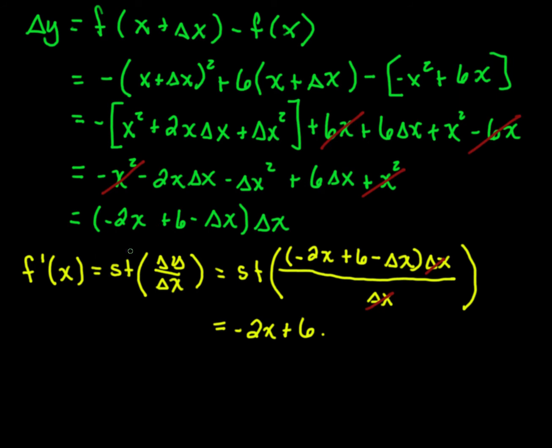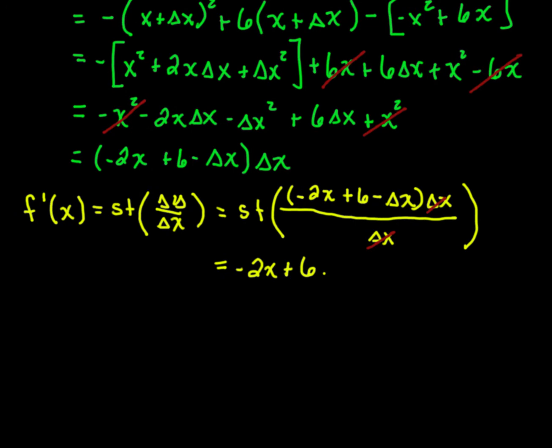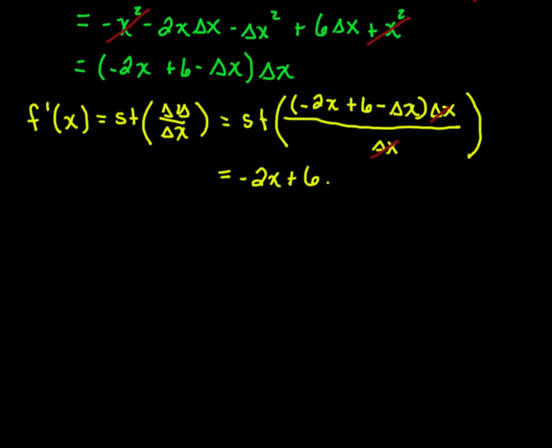Then what's the differential? Well, let's go back up. The differential is just f prime multiplied by another symbol, the differential of x. So dy is equal to negative 2x plus 6 dx. And I want to point out that we've got two variables here. So the differential of y, this is a dependent variable.